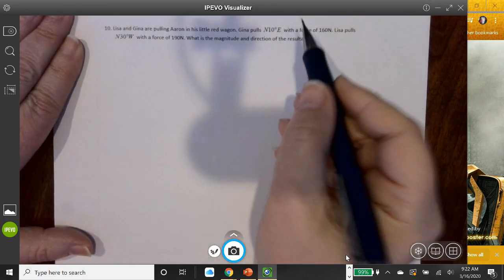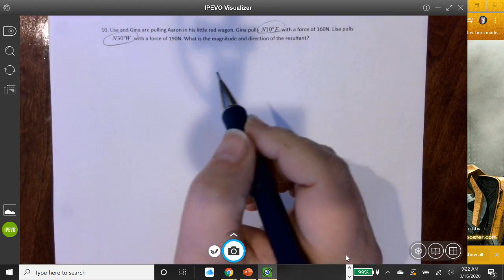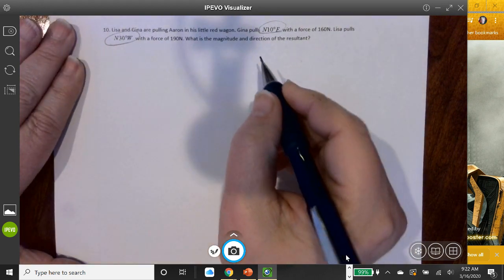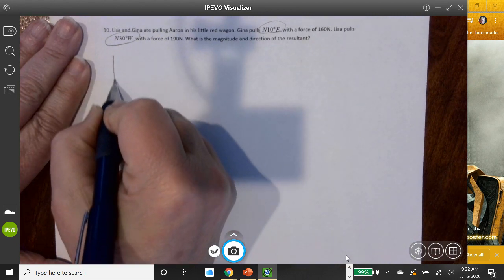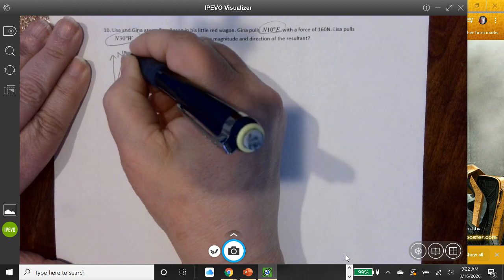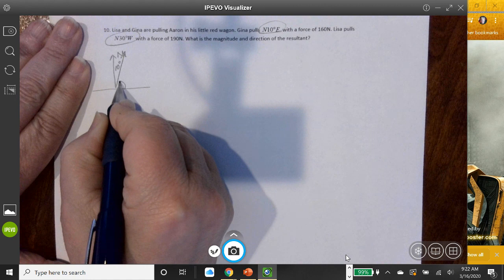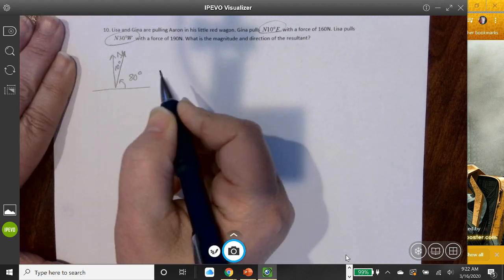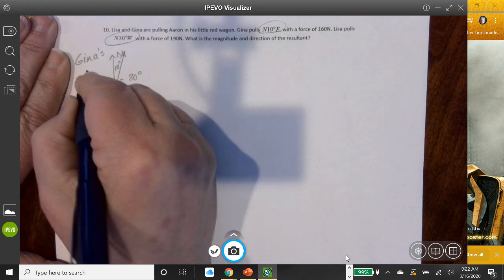Now, the only twist on this one is that they give us bearing angles, which we don't need because bearing angles don't help us when we're trying to figure out a component form of forces. So let's draw my north. Here's my north, and 10 degrees east of north is going to be really close here. This is 10, so what is the angle here? Well, this is going to be 80. So Gina's direction angle is 80.